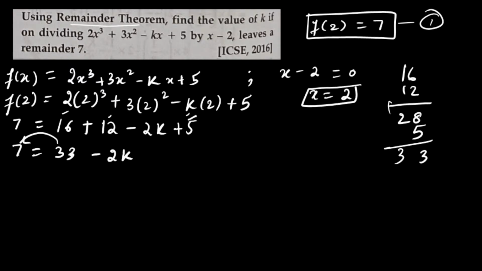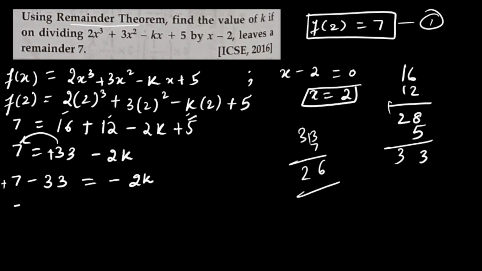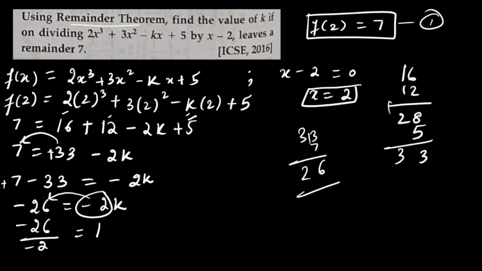So 33 will shift to this side. This positive 33, when we shift to the other side, will become negative 33. So 7 minus 33 is equal to minus 2k. So when we subtract 33 and 7, 7 minus 33 means plus minus is minus. So 33 minus 7 we have to do. 13 minus 7 is 6, 26. So here I'll be getting negative 26, because with the greater number the sign minus is there, is equal to minus 2k. So minus 2, now we have to shift to the other side because k's value we are finding. So minus 26 by minus 2 is equal to k.